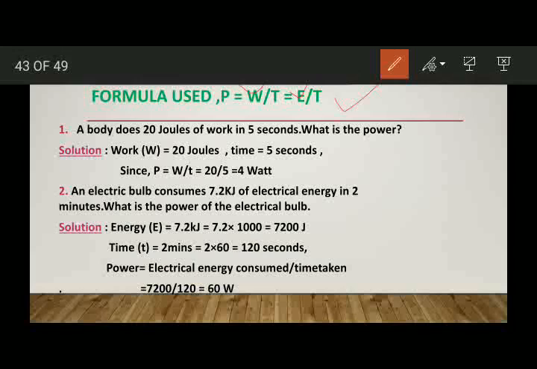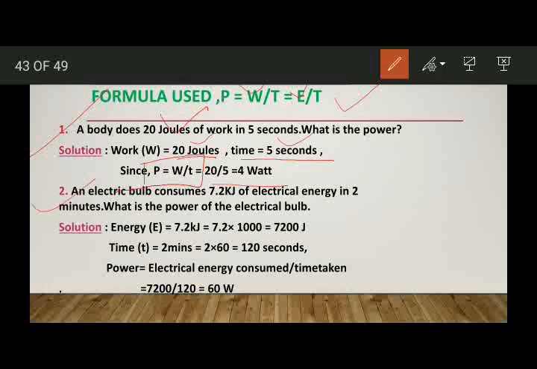So first numerical, a body does 20 joules of work in 5 seconds. So work done is 20 joule, we have written work done as 20 joule and time is 5 seconds. What is the power? Since we know that the formula for power is work done by time taken, we will put the value of work and time in the formula and we will find the answer as 4 watt.